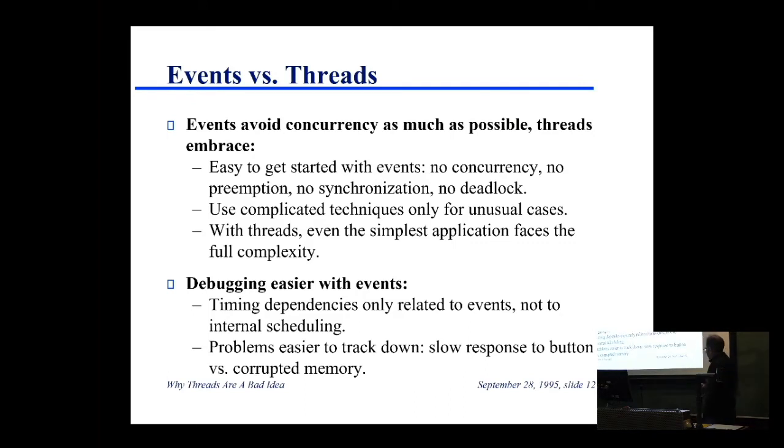Debugging with events is much easier. Timing dependencies are only related to the events, not any internal scheduling that you have no control over. You've got a single flow of control that you can trace through with the debugger to see what's going on. With threads, it's really hard to reproduce the problem because you don't control the sequence of events that created the problem. So it's much harder to track down something like memory being corrupted in a strange place, versus something being a bit slow when I call the event handler. Let's trace through it and see what's delaying it.